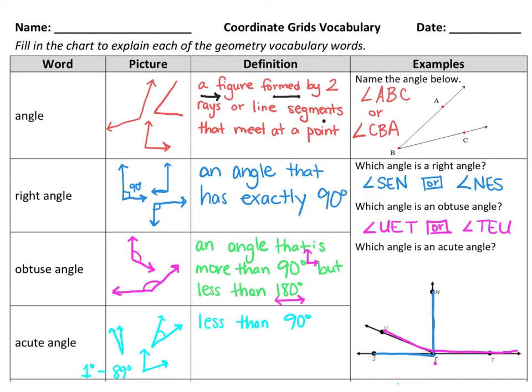So where on our picture over here is there a right angle? I see one right here. Okay, so that one is angle UES, or we could also call it angle SEU.